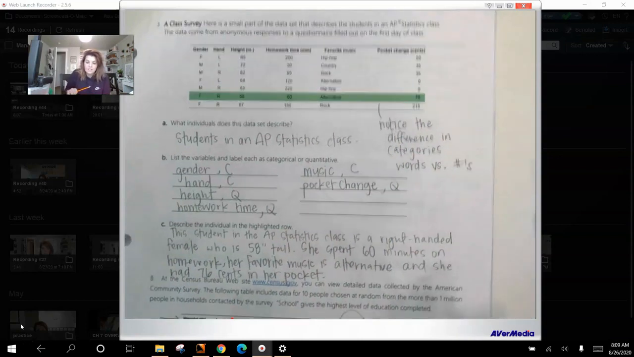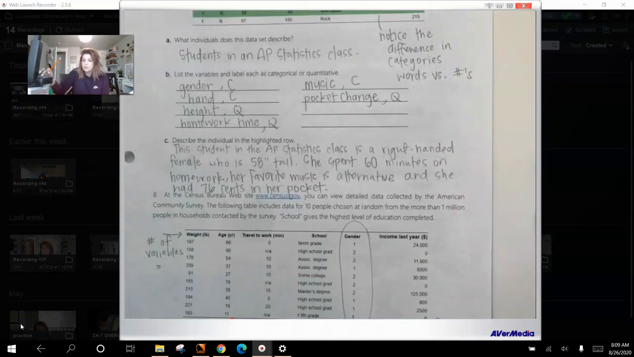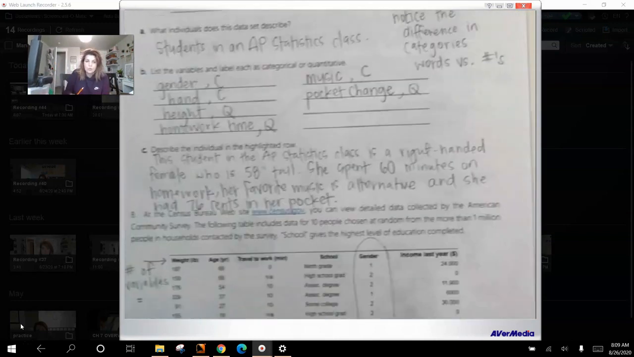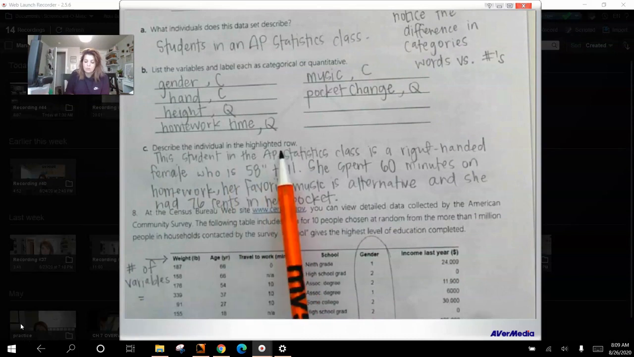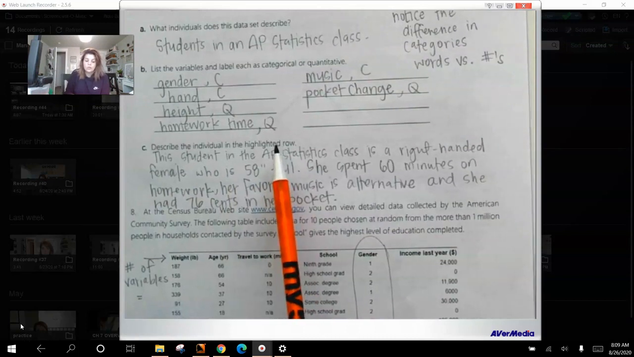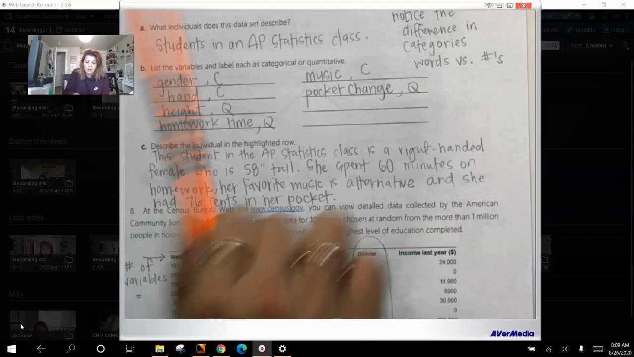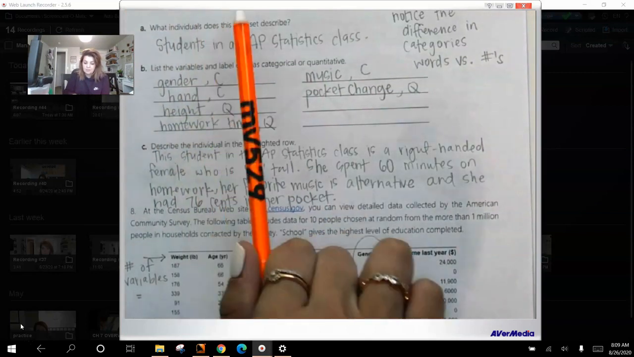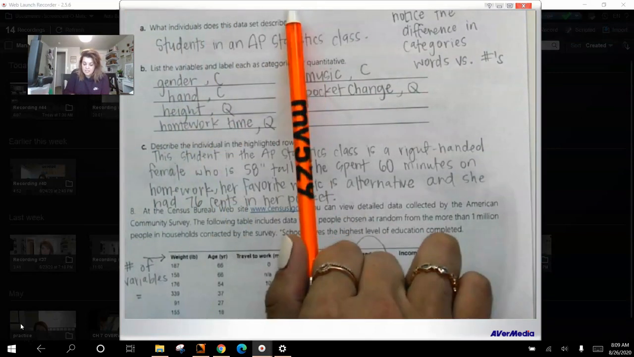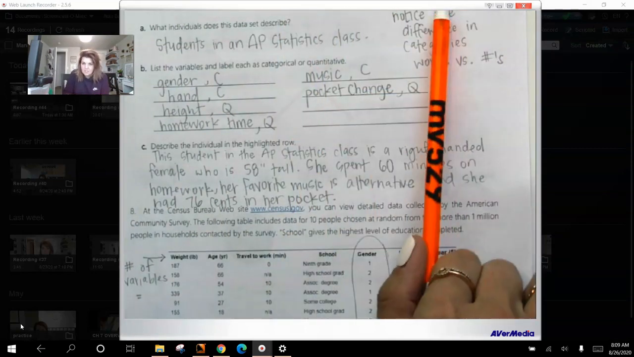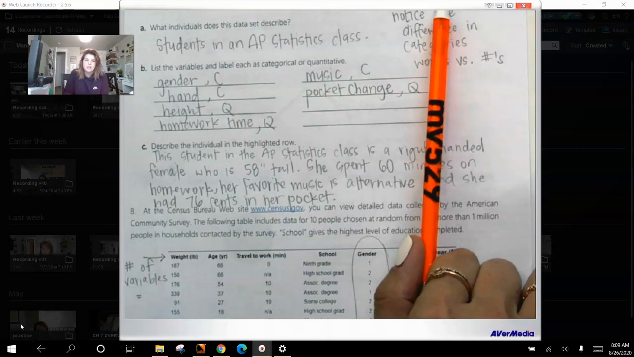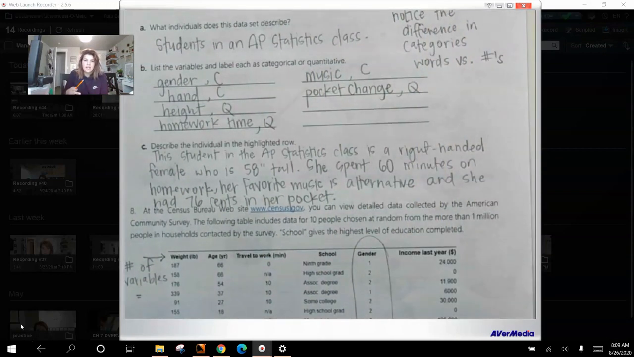Now the next part is the challenging part. You can just list it out, or you can try to write it in a paragraph that makes sense grammatically. So it says describe the individual in the highlighted row. So you could say female, left-handed, 58 inches tall, spent 60 minutes on homework, favorite music is alternative, and they had 76 cents in their pocket. That is just basically listing out all of the characteristics of that individual.